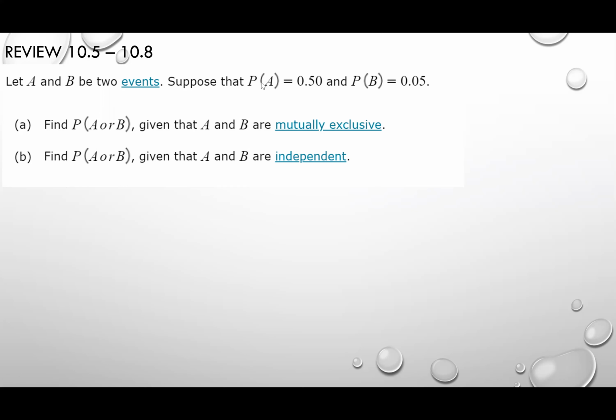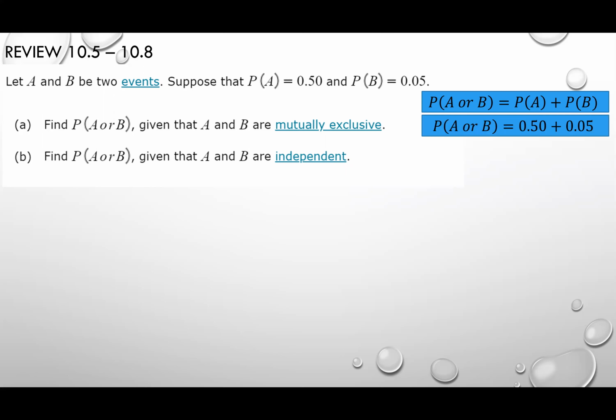So if you remember what mutually exclusive means, again, go back to our formula. Mutually exclusive means they have nothing in common. And if they have nothing in common, all you need to do is find the probability of A plus the probability of B. So if the condition is that they are mutually exclusive, take 0.5, that's your probability of A, plus 0.05, probability of B. If you add them together, that's what probability of A or B is.